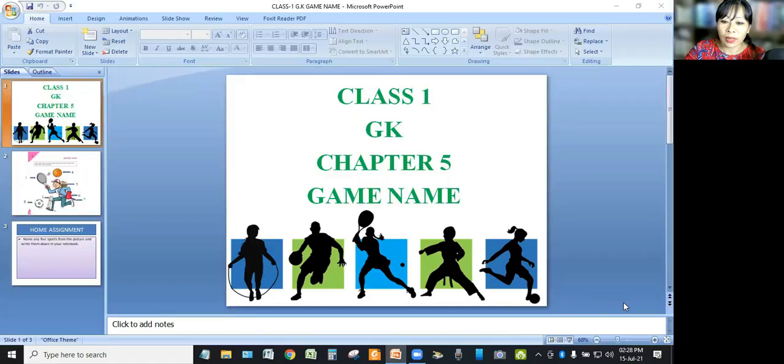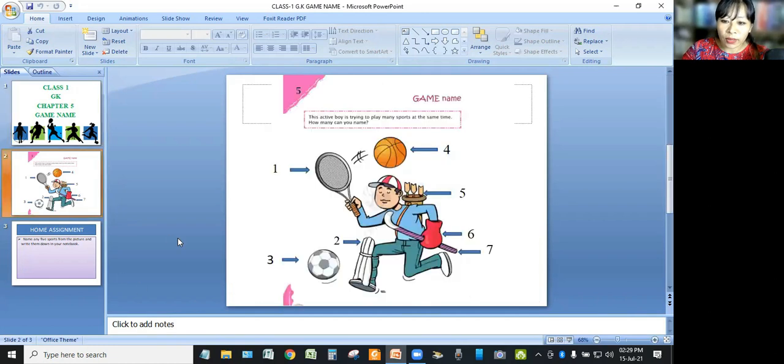Dear students of class 1, today we are going to learn GK subject, chapter 5, game name. Class 1, GK, chapter 5, game name. So, dear students, please turn to page 6. Let's look at the textbook.